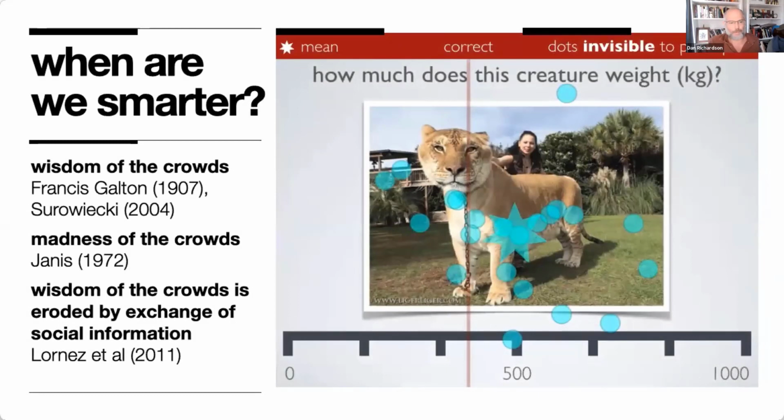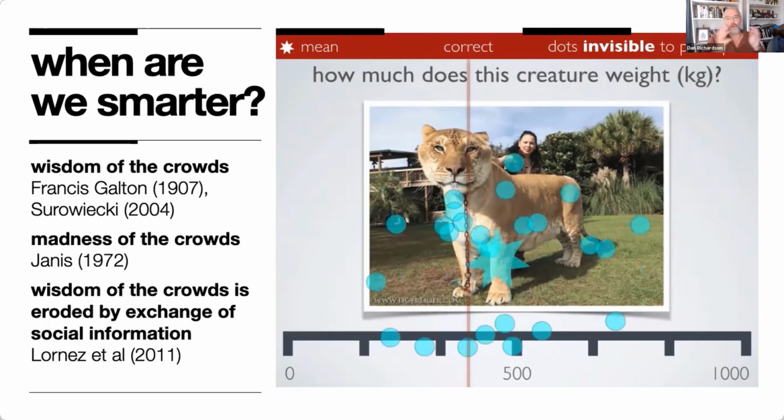This is just a little experiment looking at the wisdom of the crowds, where we get people to say, how much does this creature weigh? That's a liger. And they drag their little dots to give their answer. The star there is the average answer. Right now, they can't see each other's responses. I've drawn them back in. And what you find, just as Galton observed a long time ago, is you get a distribution of answers, but the average of those answers is really hauntingly correct. He called it the wisdom of the crowds.